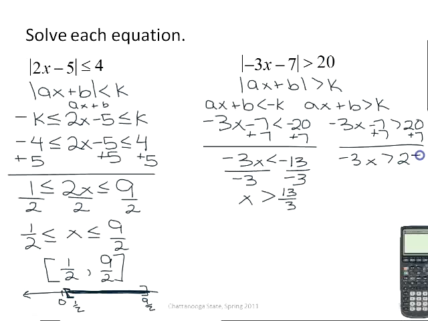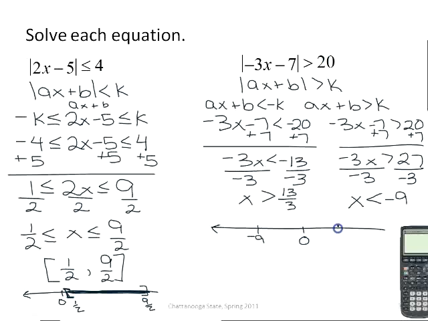Now on this one, I solve it using basically the same steps. I add the 7 to both sides. That gives me negative 3x is greater than 27. Then I divide by negative 3. And once again, because I divided by negative 3, I have to reverse the direction of my inequality symbol. So here what I have is, if we think about our number line, my negative 9 is down here.